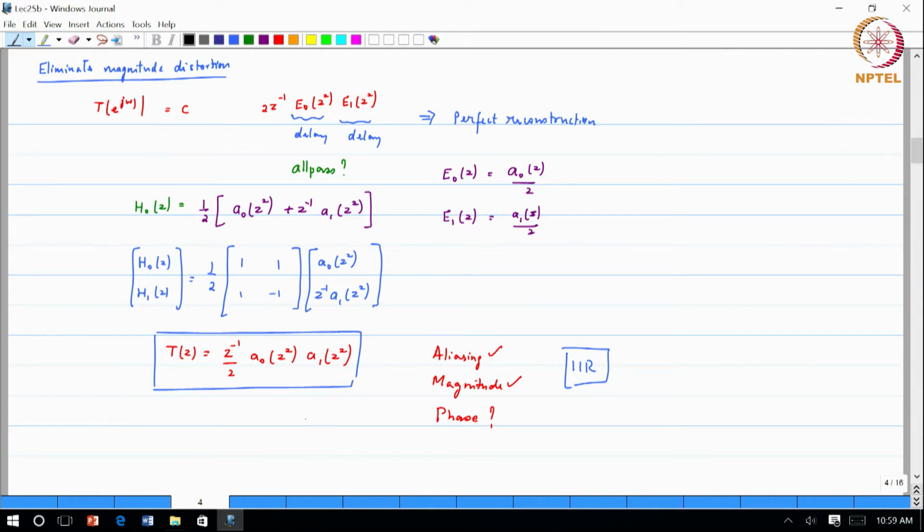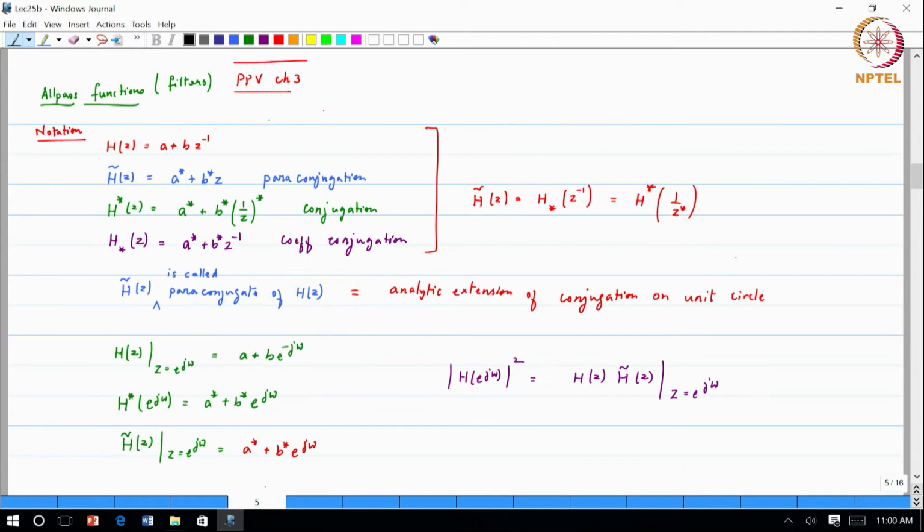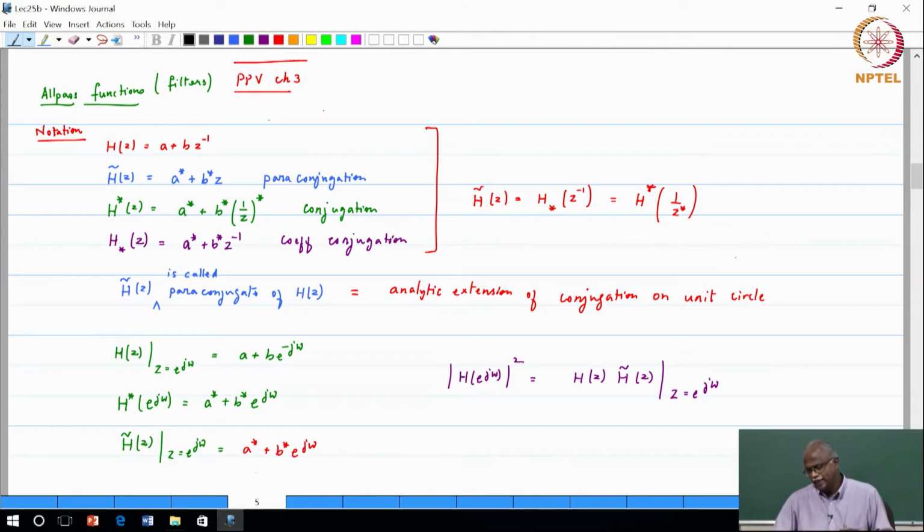Now, we are working backwards. If we have all pass filters, how do we get to the good low pass filter? So, I think we are meeting it from both sides. This is what we know already. What we are developing now is the theory of all pass functions, which then says how do I construct good low pass filters for the filter bank. The study of all pass functions introduces a few notations which are very helpful for us.